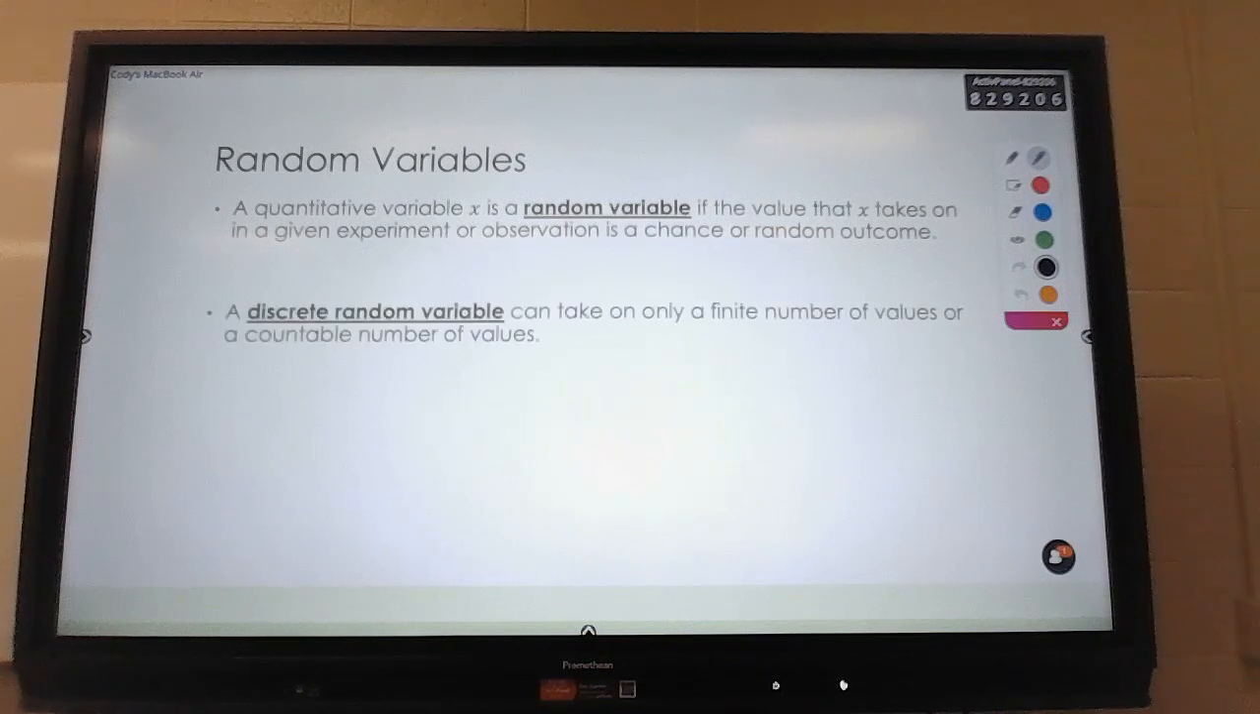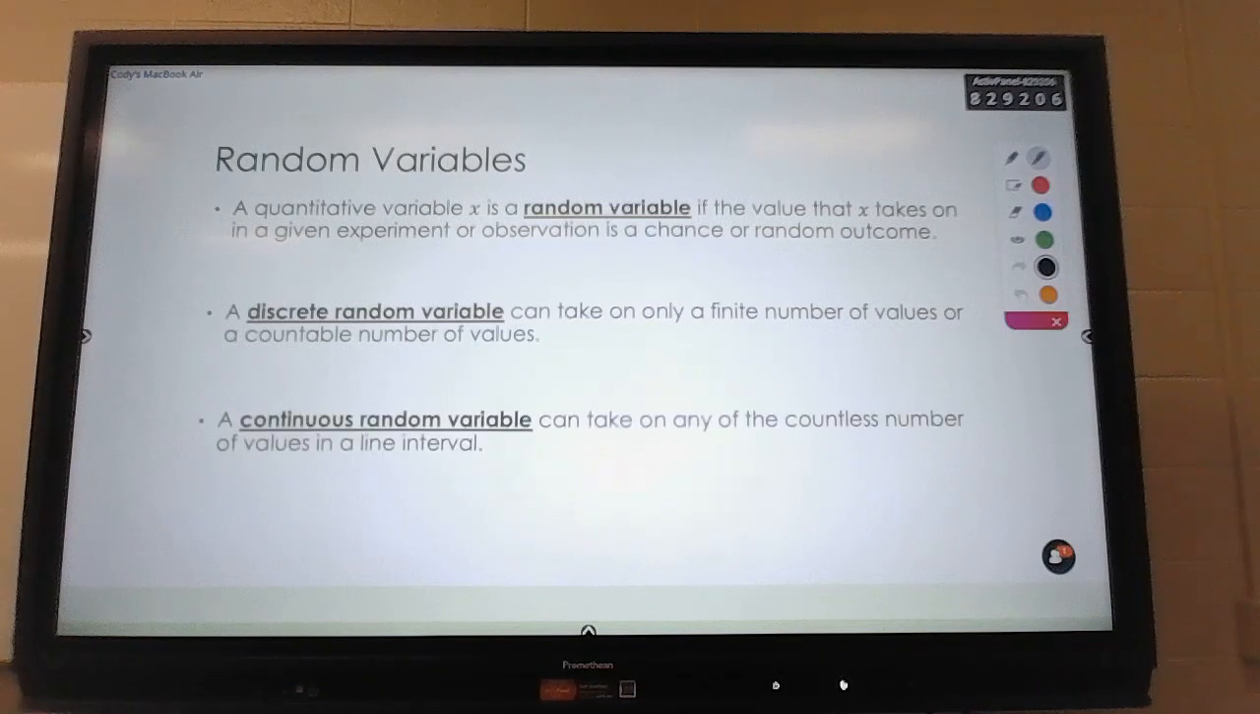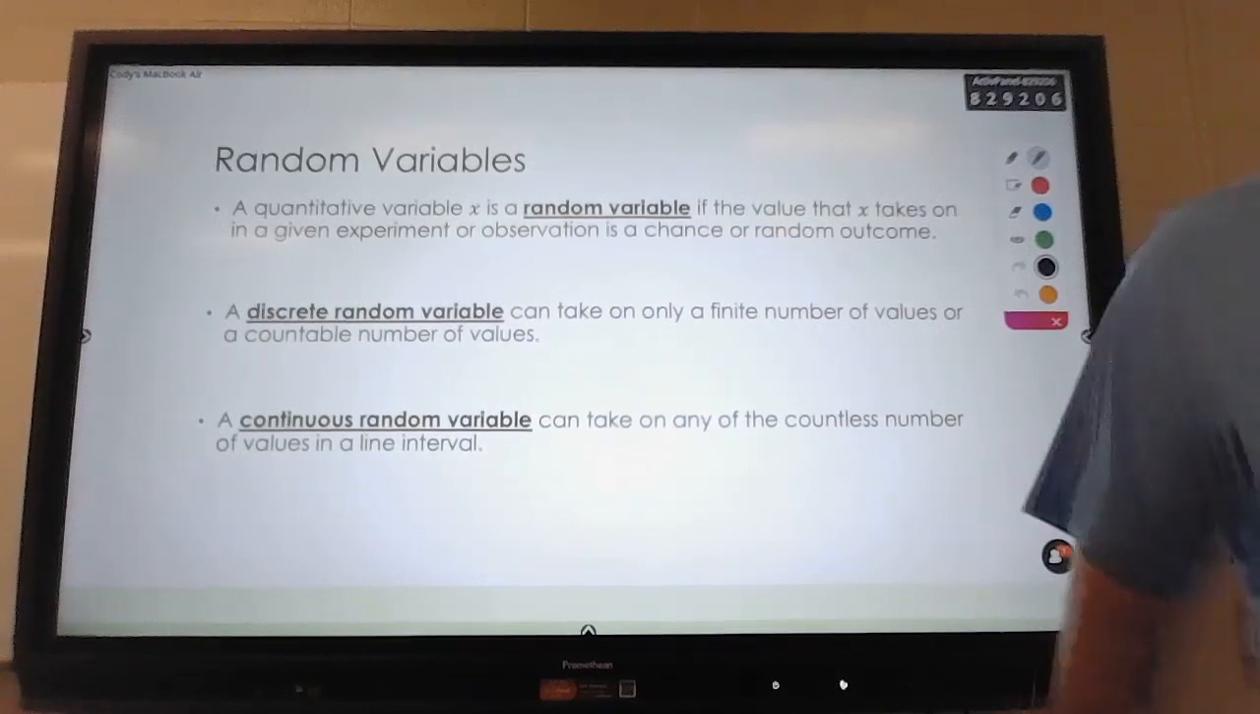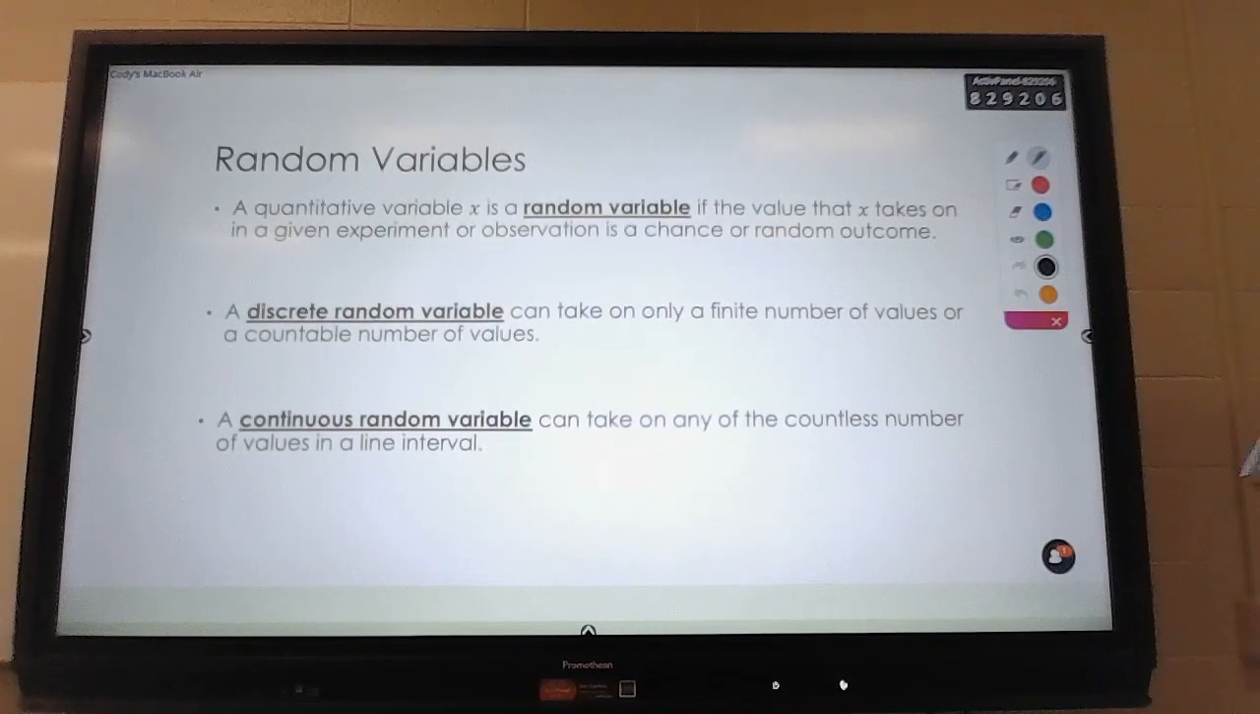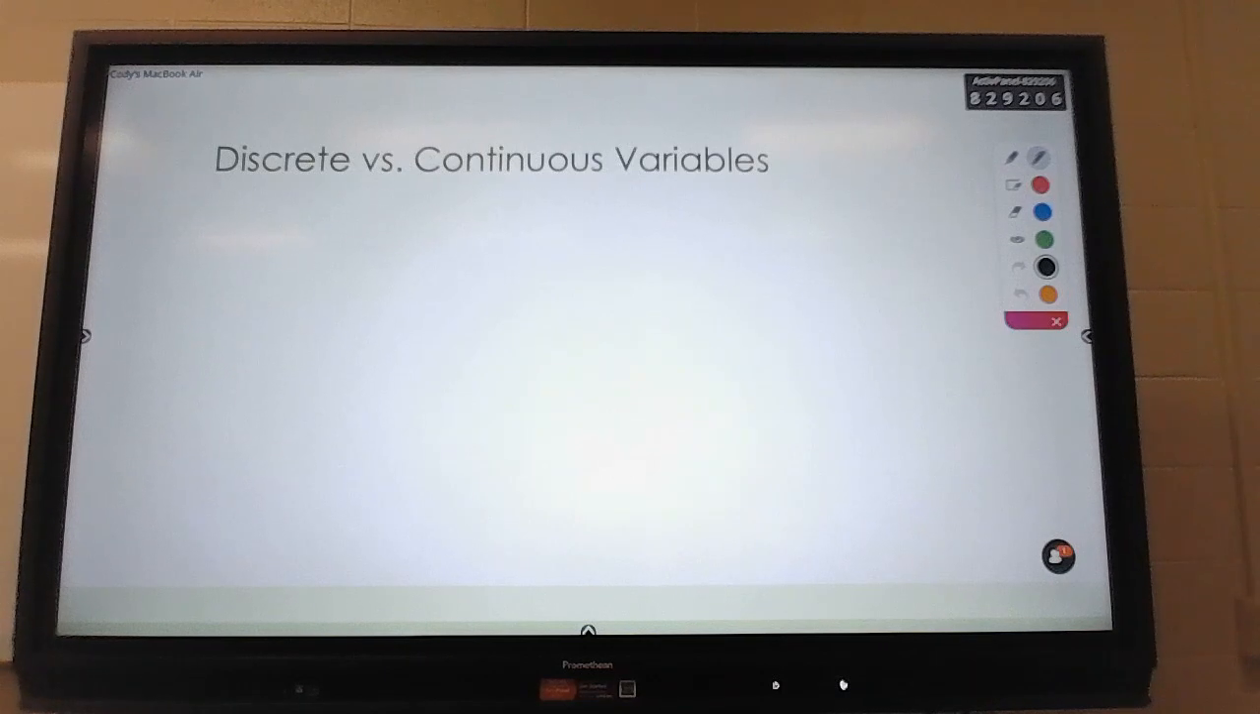In addition to that, you have what's called a discrete random variable. So there are actually two types. Discrete is one of them. A discrete random variable, which is what we're going to cover in this chapter, is a variable that can only take on a finite number of values or a countable number of values. Then you have what's called a continuous variable. A continuous random variable is one that can take on an infinite number of values, a countless number of values in a line interval. Now, what's the difference between discrete and continuous?